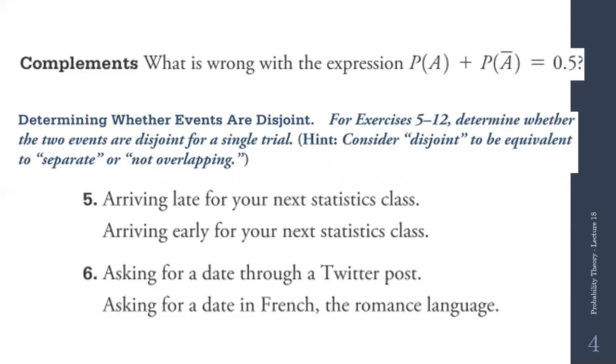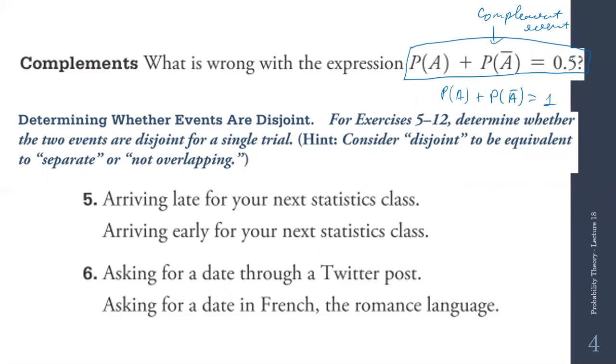And it says, what is wrong with this expression? Here we have an expression, P of A plus P of A bar equals 0.5. P of A bar is the complement event. The probability of an event occurring plus the probability of the event complement occurring equals 1. We have studied this before. It equals 1, not 0.5. So this is wrong in this exercise.